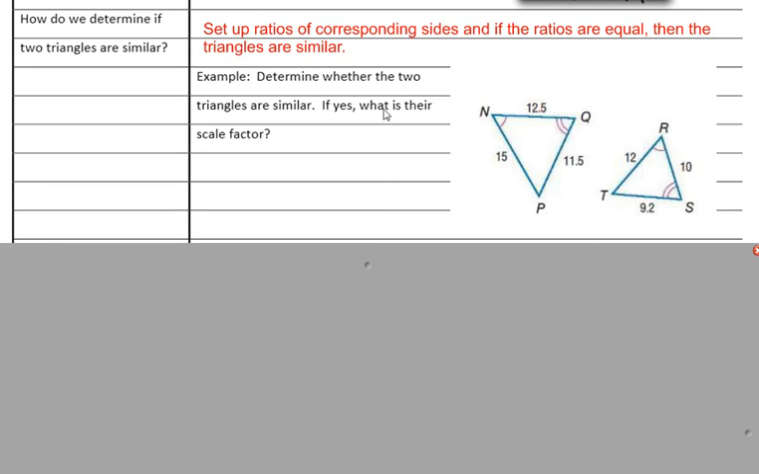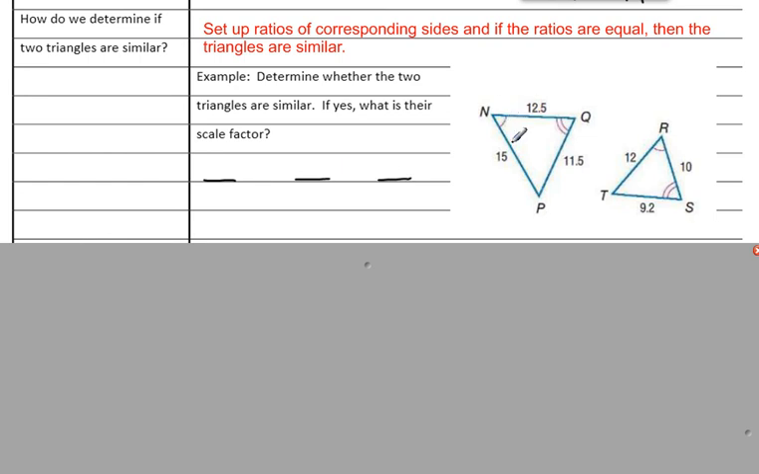Okay, so the example is: determine whether the two triangles are similar. If yes, what is their scale factor? And yes, I do want you to draw these pictures. That's why you want to have a ruler and take note of how the angles are marked. So we're going to set up ratios of their corresponding sides. We're going to have three ratios here.